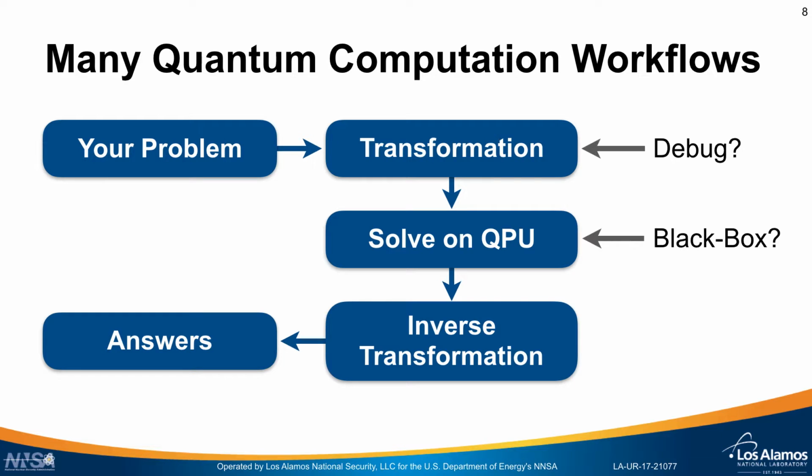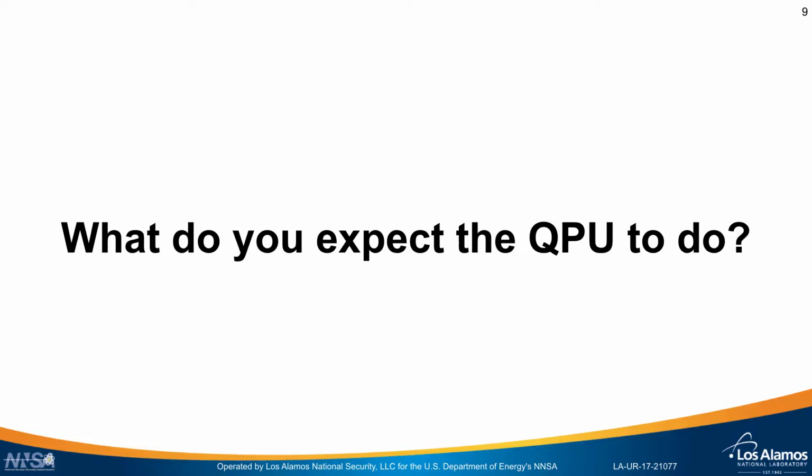So the issue is that if the quantum processing unit is like a black box, and we don't have a good intuition for what it does, it becomes very hard to debug the transformation which is putting the problem into the machine. So essentially, you just start playing with the transformation at random, and that's not a very efficient way to debug your code. So this brings us to a very interesting question.